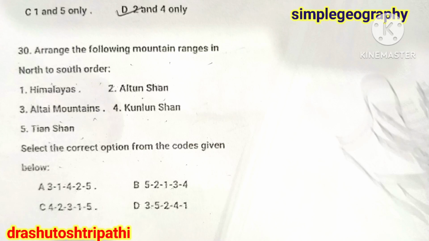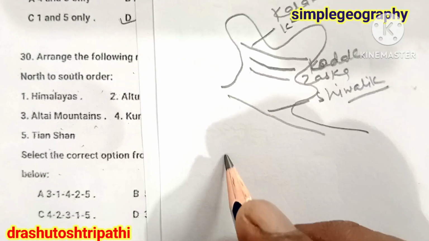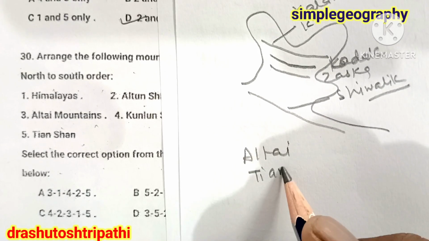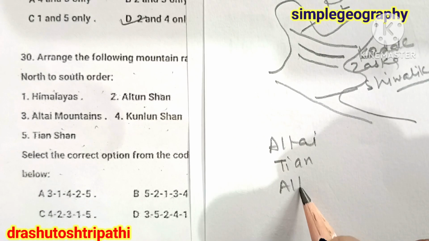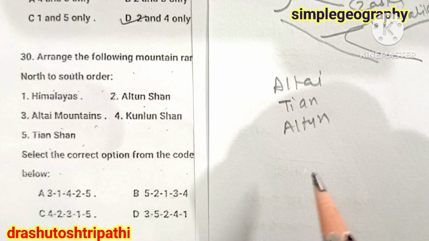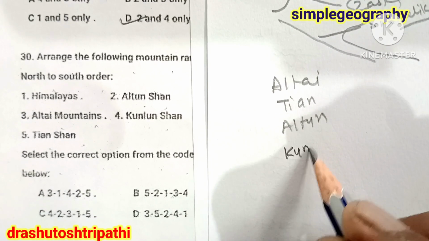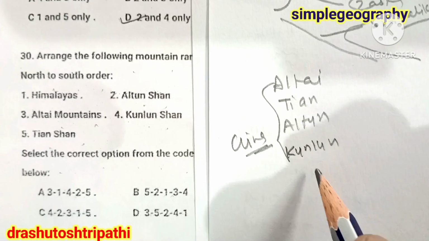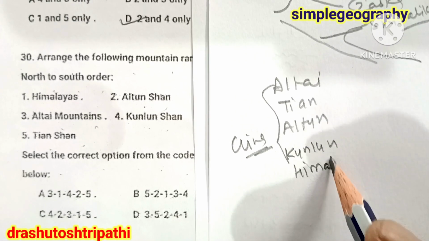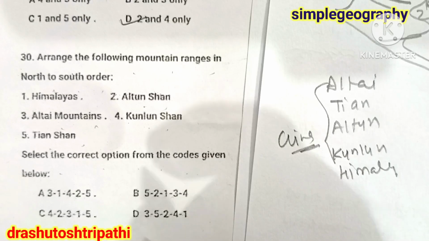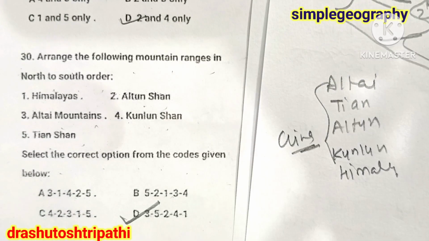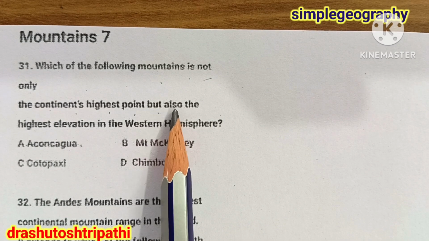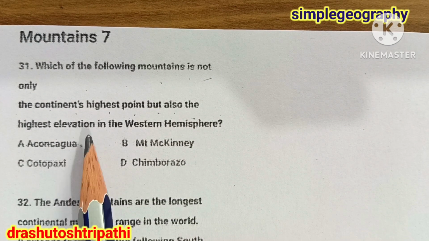Now we have to write here. First one is the Altai. Then after that Tianshan, then Altun, then Kunlun. All these mountain ranges are in China, and after that Himalaya. So which sequence is correct? D is the correct one.